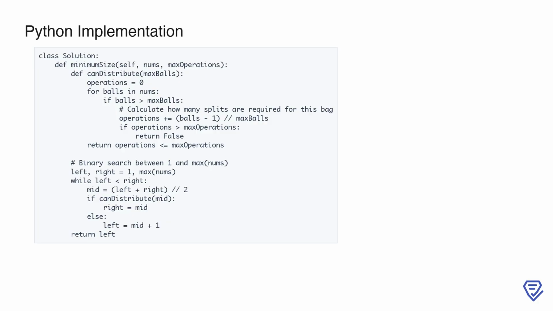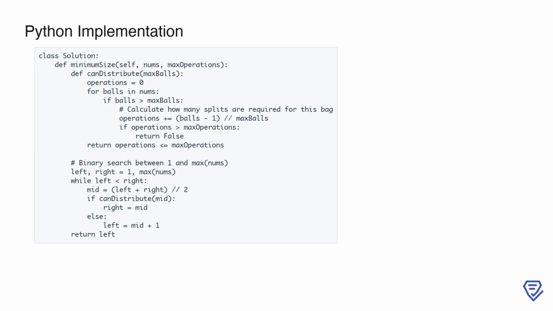The main function performs a binary search to find the smallest possible value of max balls. The search range starts from 1 to the maximum number of balls in any bag, max(nums). For each midpoint, mid, in the search range, the canDistribute function is called. If the current mid value is valid, i.e., the bags can be split within the allowed operations, the search narrows to smaller values by moving the right pointer to mid. Otherwise, the left pointer is moved to mid plus 1 to consider larger values.